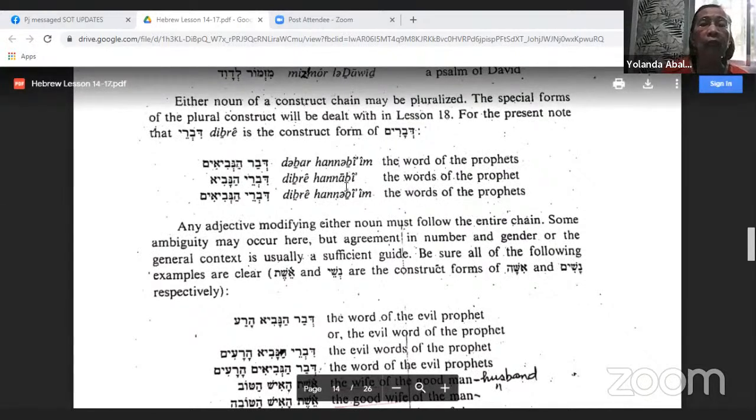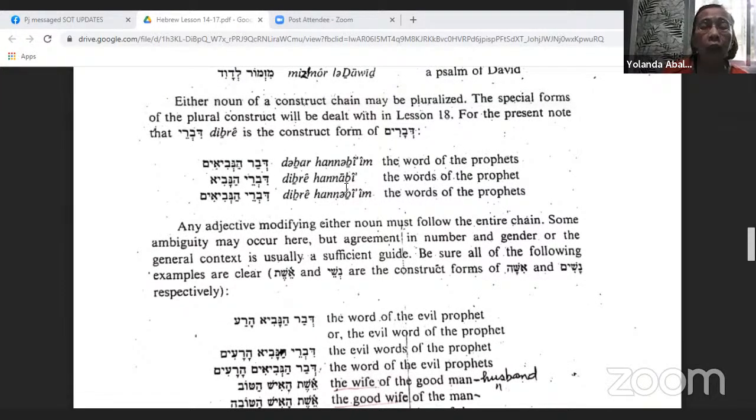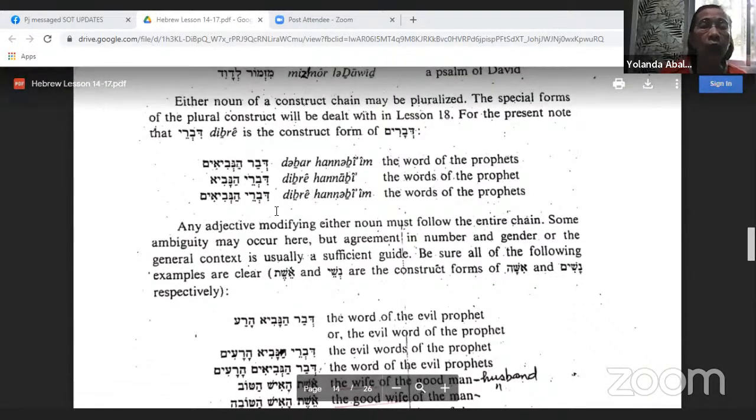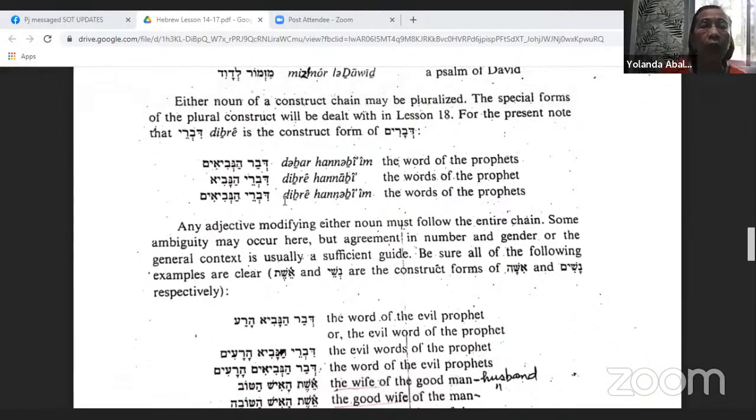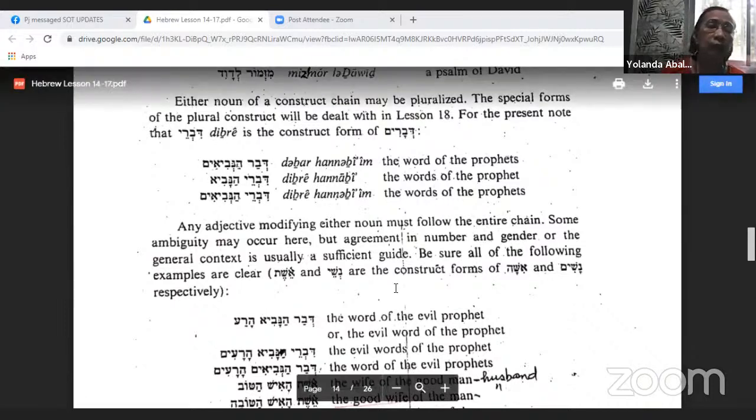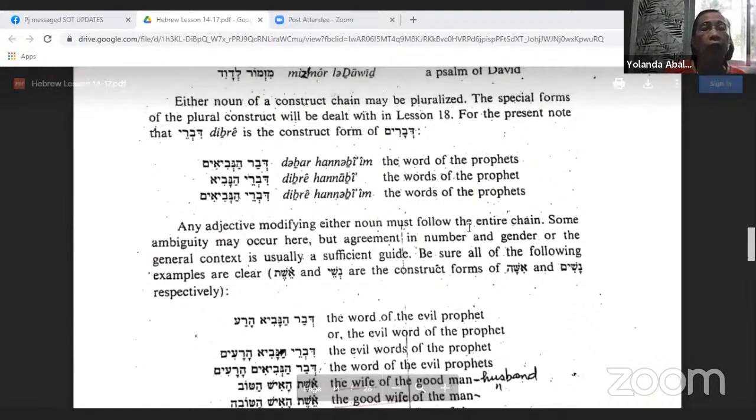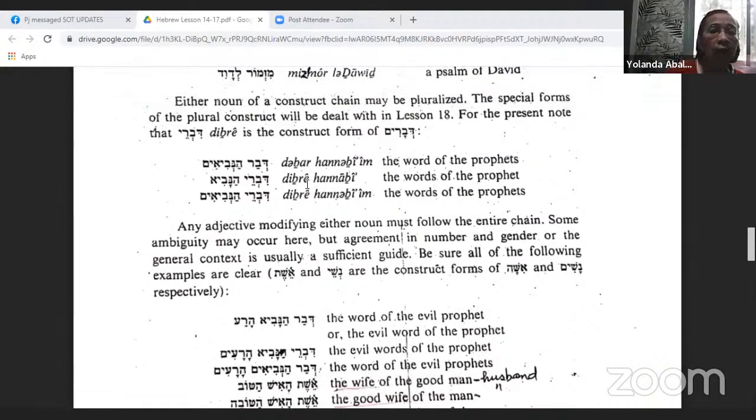Ang ibig sabihin, pag nag-construct ka, you convert that into possessiveness. The words belonging to the prophet. The words that the prophet had spoken. Yun ang ibig sabihin ng possessiveness for the construction. Divre HaNevi'im, the words of the prophets.